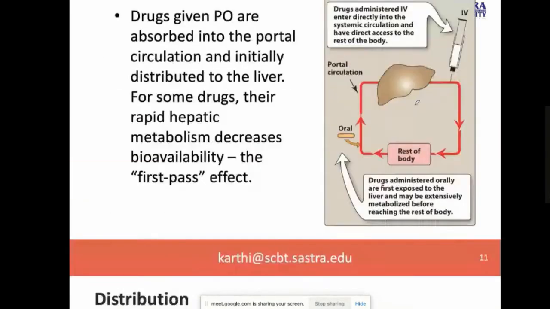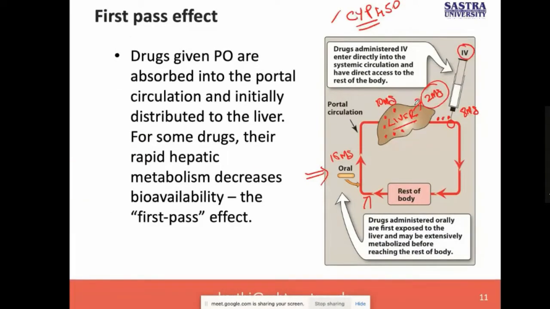Sir, if a drug molecule is administered for some kind of disease present in the liver, or in parts of the body before the liver, what happens to those drug molecules, sir?